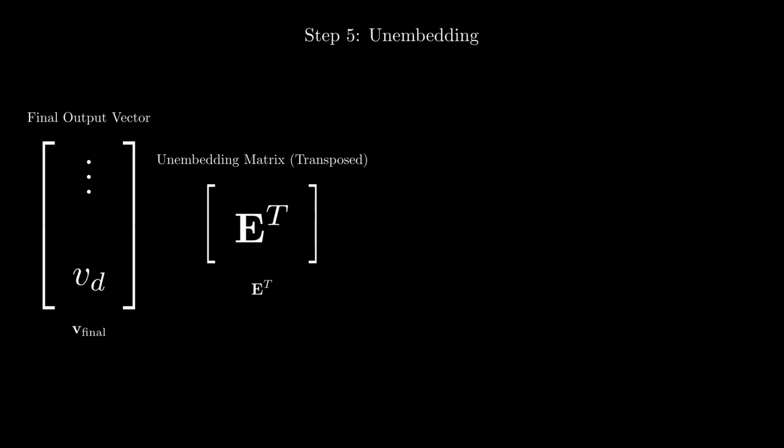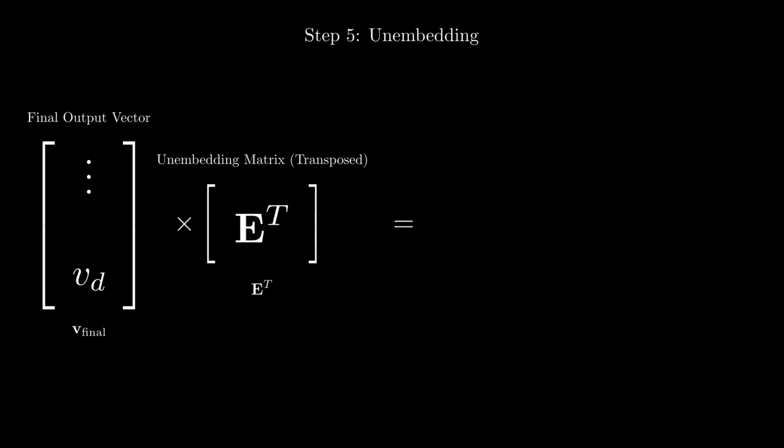Instead of creating a whole new set of weights for this step, which would be computationally expensive, it reuses the embedding matrix. To make the math work for this reverse lookup, we take that same matrix and we transpose it. This means we flip its rows and columns. This transposed matrix, E transpose, now serves as our unembedding matrix. This is a brilliant piece of design, ensuring that the space used for understanding words is the same space used for generating them, which enforces a powerful and efficient symmetry in the model.